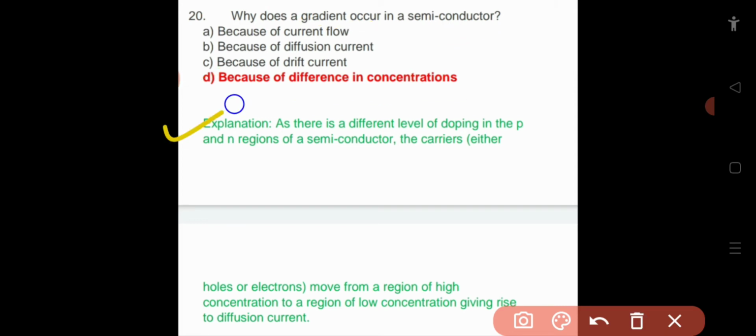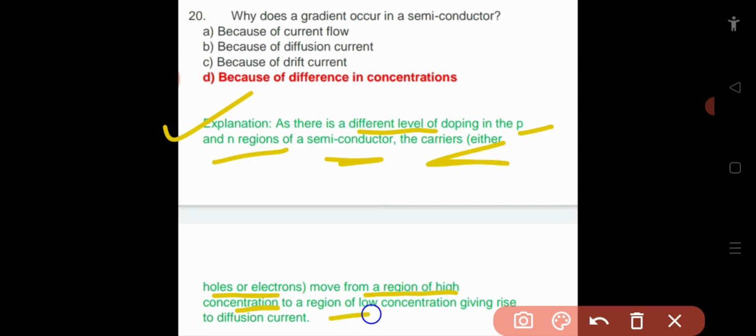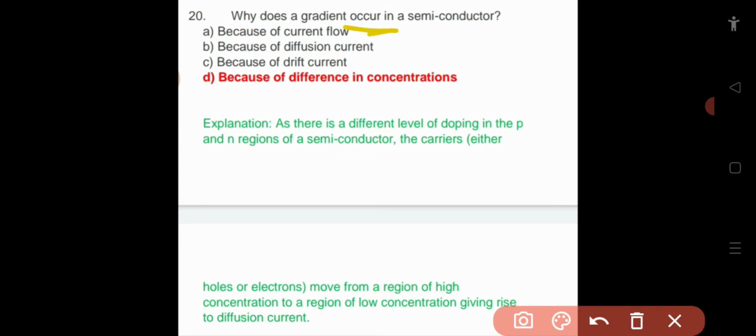Explanation is that there is a different level of doping in the P and N regions of the semiconductor. The carriers, either holes or electrons, move from a region of high concentration to a region of low concentration, giving rise to diffusion current. Means gradient occurs in a semiconductor due to difference in concentration.